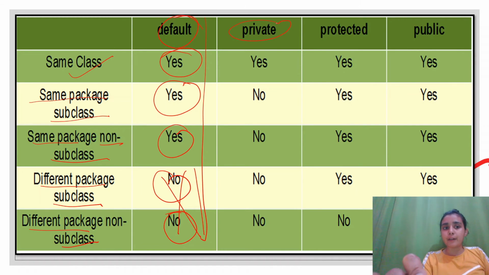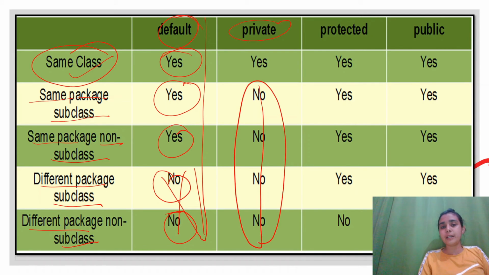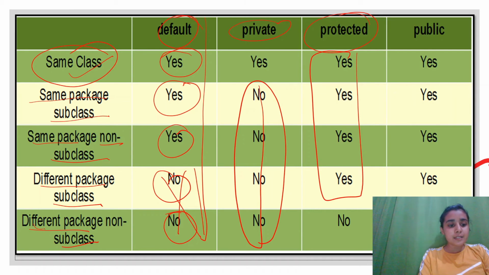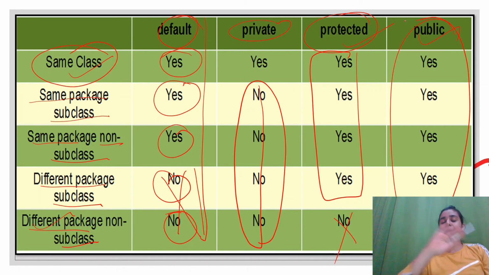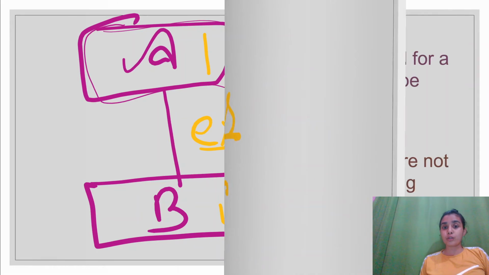If we talk about private, private is only with the same class. Other than that, there is no accessibility. If you are declaring any data members or any method as private, it is not accessible outside that class. Protected means yes, yes, yes, but when there is a different package and a non-subclass, the accessibility is not there. This is the one difference between protected and public. Public means it is accessible everywhere, even in a different package, whether subclass or non-subclass, it doesn't matter.